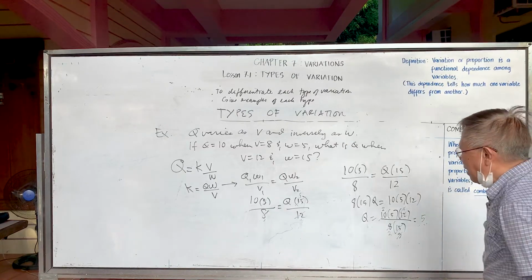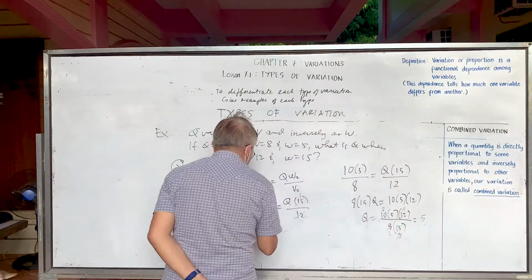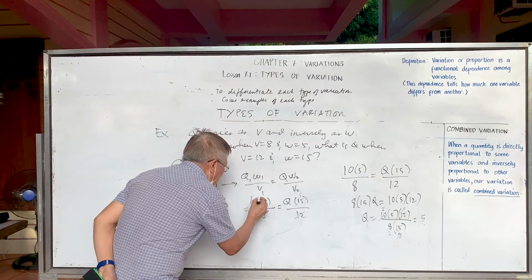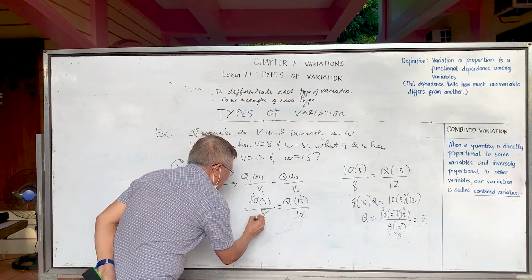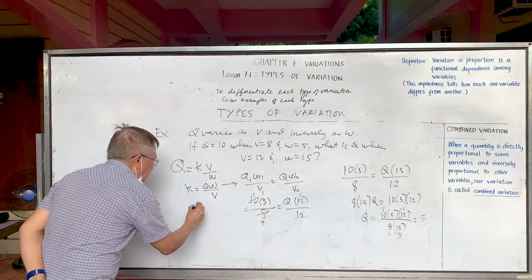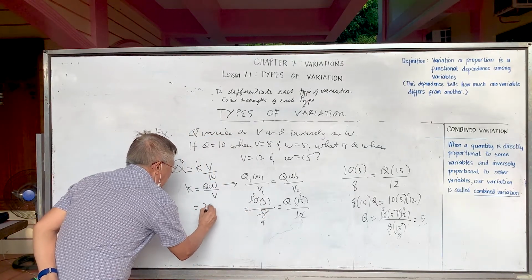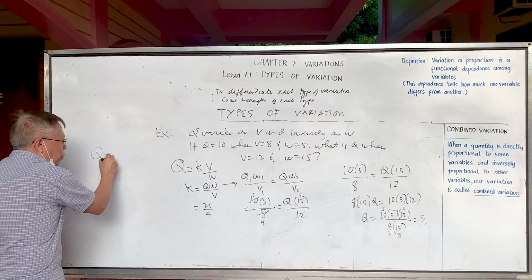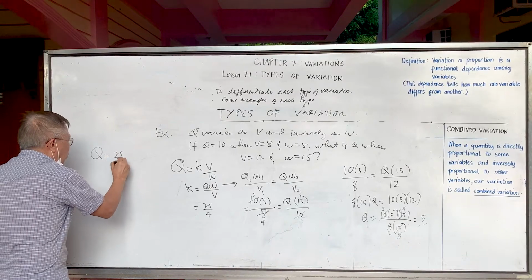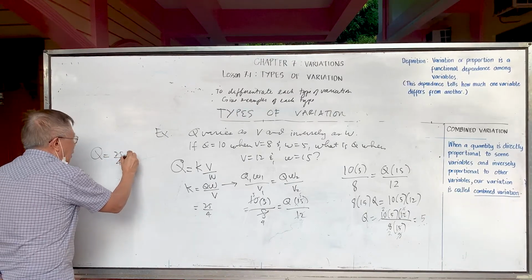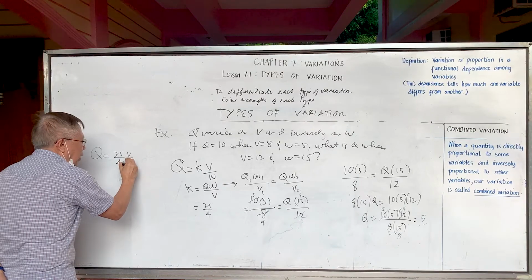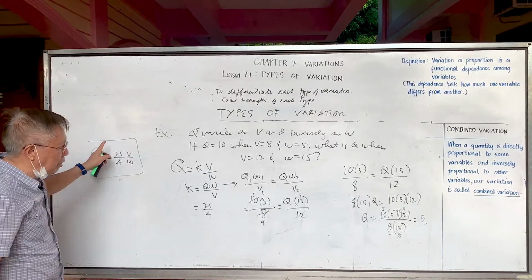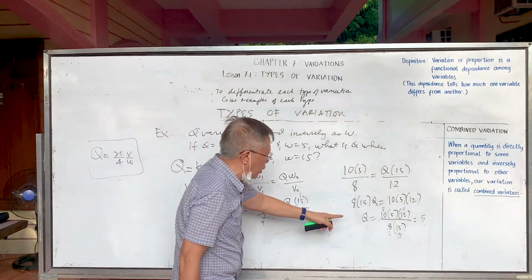Q is 5. Now, if I have to solve for K here, what will be K here? 10 by 2 is 5. 8 by 2 is 4. My K is equal to 25 over 4. So, my equation therefore is Q equals 25 over 4 V over W. Although we were not asked to get the equation, this is the equation. We were only asked to solve for Q.